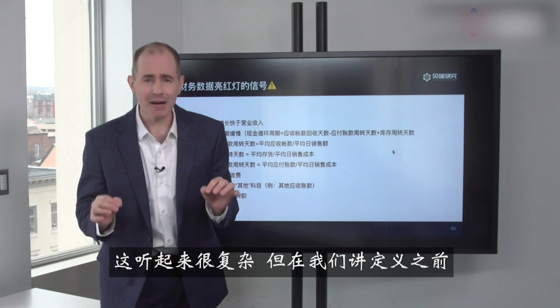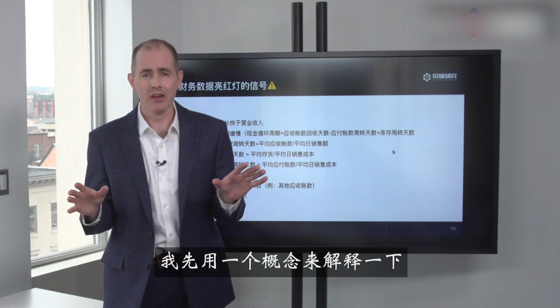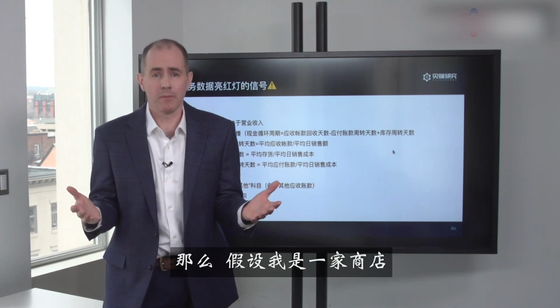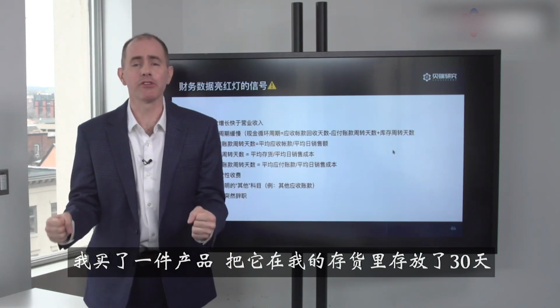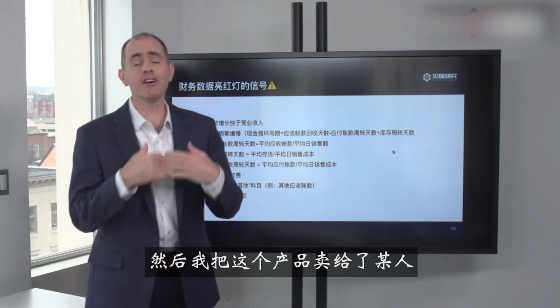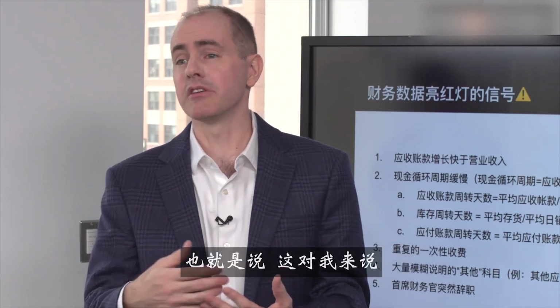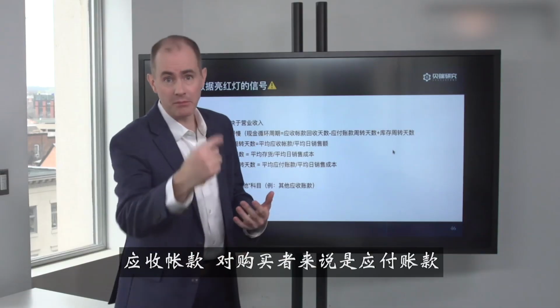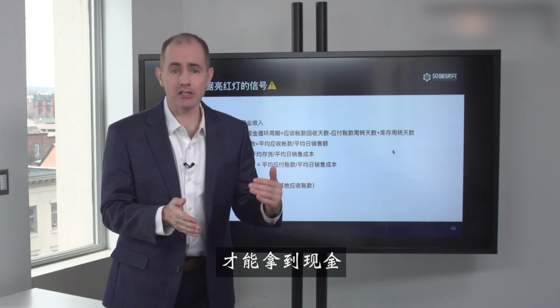This sounds complicated, but let me explain it with a concept first before we get into definitions. All right, imagine I'm a store. I buy a product and it sits in my inventory for 30 days. Then I sell that product to somebody and I sell it on credit, meaning it's an accounts receivable to me or an accounts payable to the purchaser. And I have to wait another 20 days before the actual cash comes in.